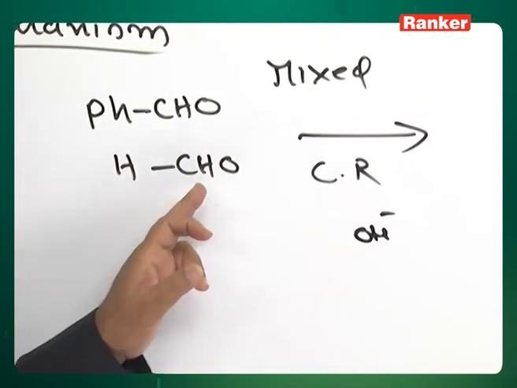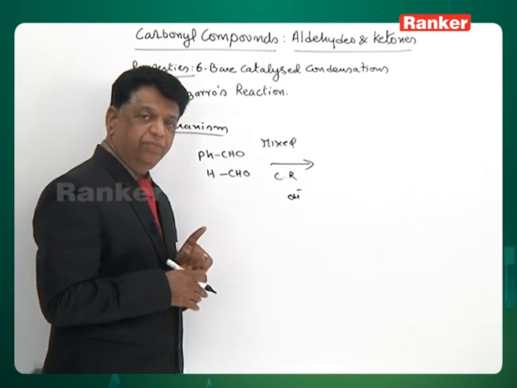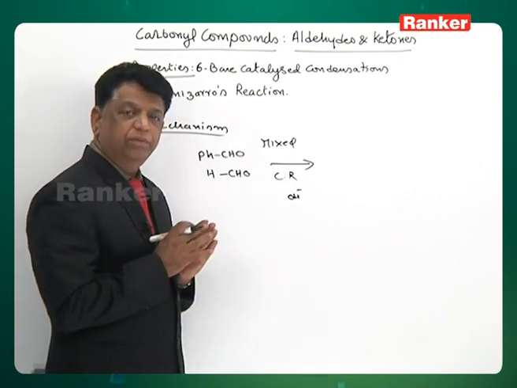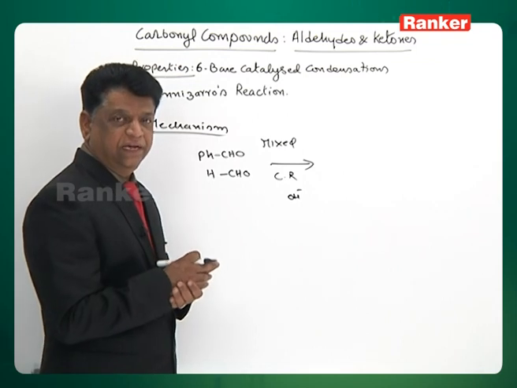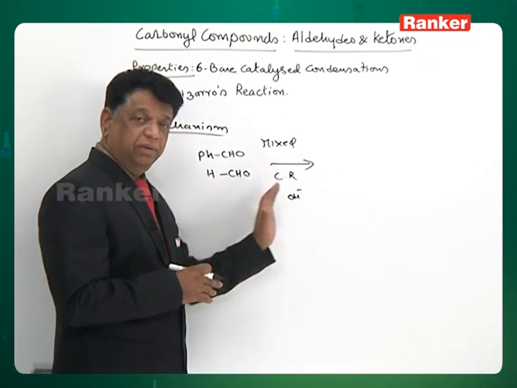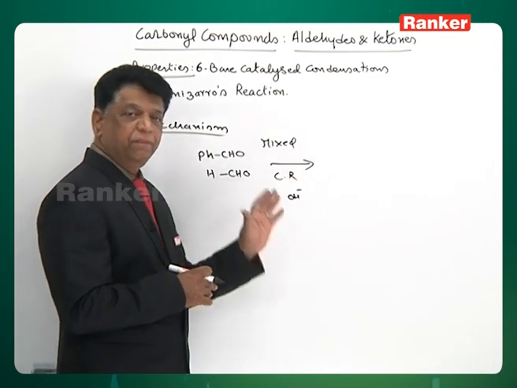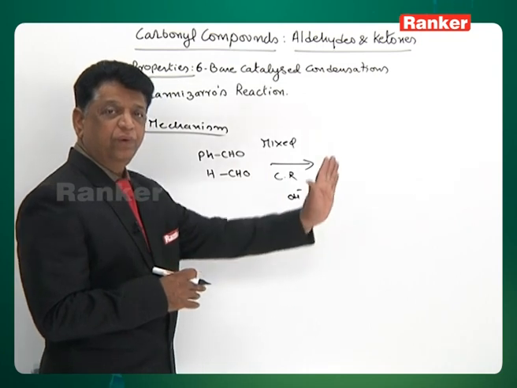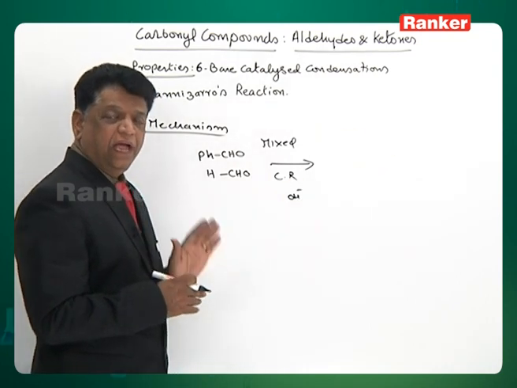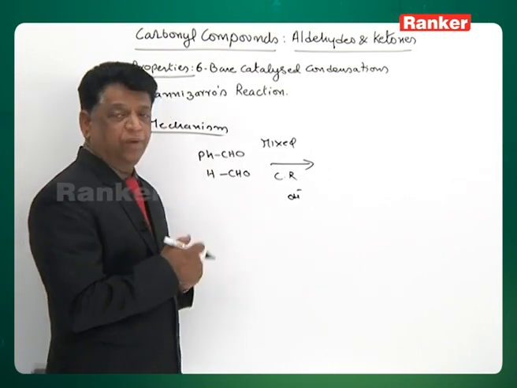Now, step 1 is a nucleophile attacking. We have already given some norms to recognize which is more reactive towards nucleophilic addition. I have given a big list: formaldehyde, acetaldehyde, benzaldehyde, all aldehydes come first, then ketones. In the ketones, acetone, acetophenone, benzophenone. So, between aldehydes and ketones, aldehydes are more reactive.